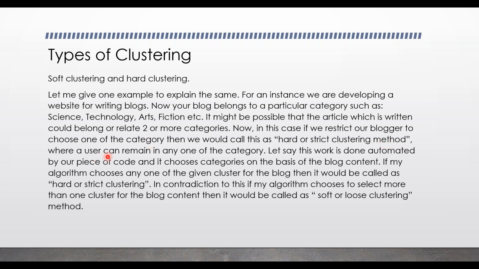Okay, when a user can remain in any of the categories, let's say it's possible to have multiple categories, okay, then we will call it soft clustering. So अगर मुझे allow किया जाता है, चेक बॉक्सेस मिलते हैं, तो that is fine. Okay, so that is how the two clustering methods are defined.